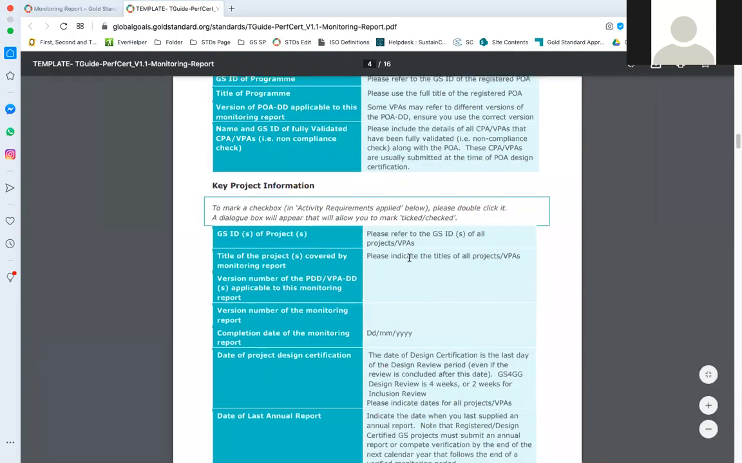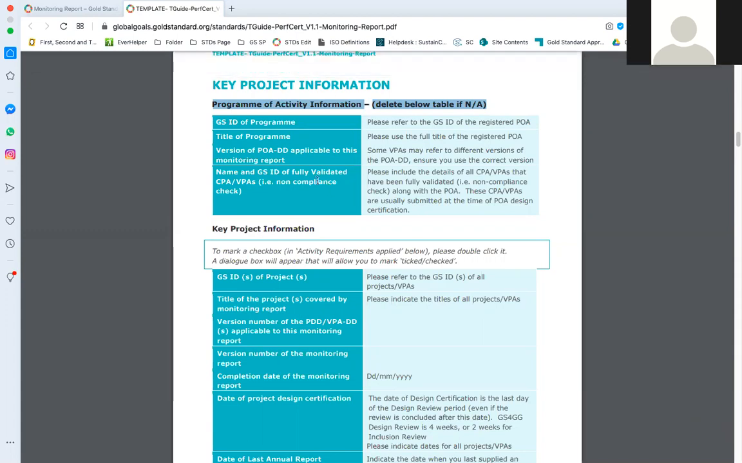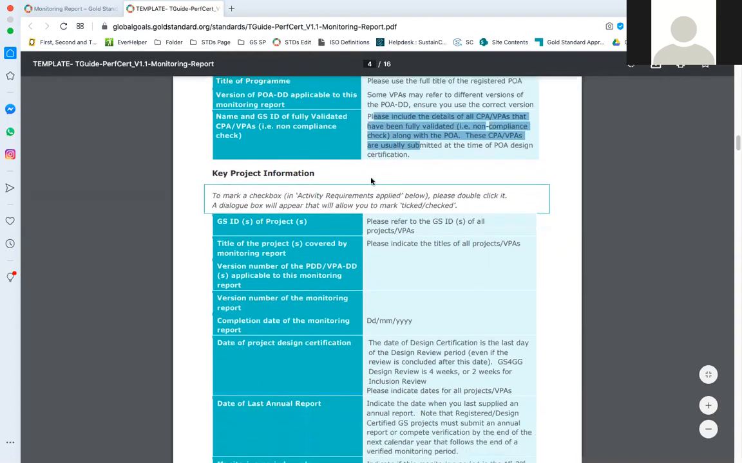Okay, so main changes. What you will now notice is there is program of activity information. This short template, you can delete it if you don't have a POA, but if you do have a POA, there's some information to capture some of the information that's relevant to design certified VPAs. I covered that in the presentation as well. So here's that box, and this box is relevant for monitoring reports.